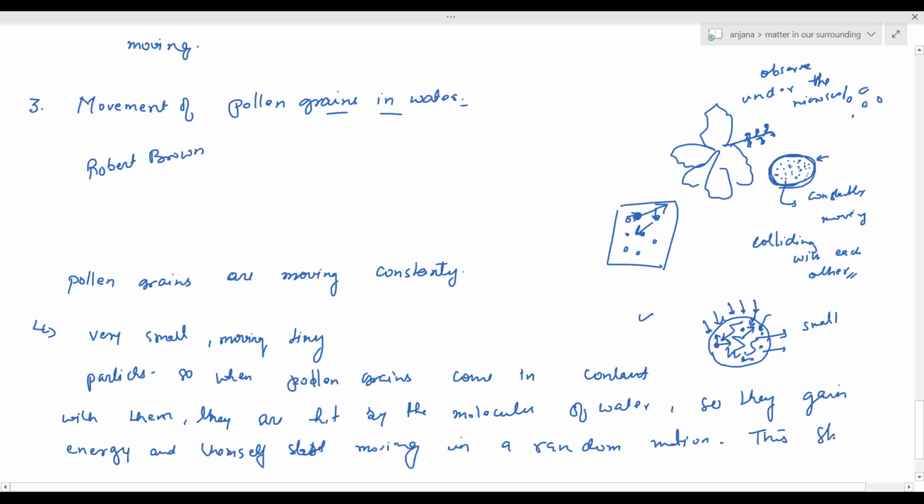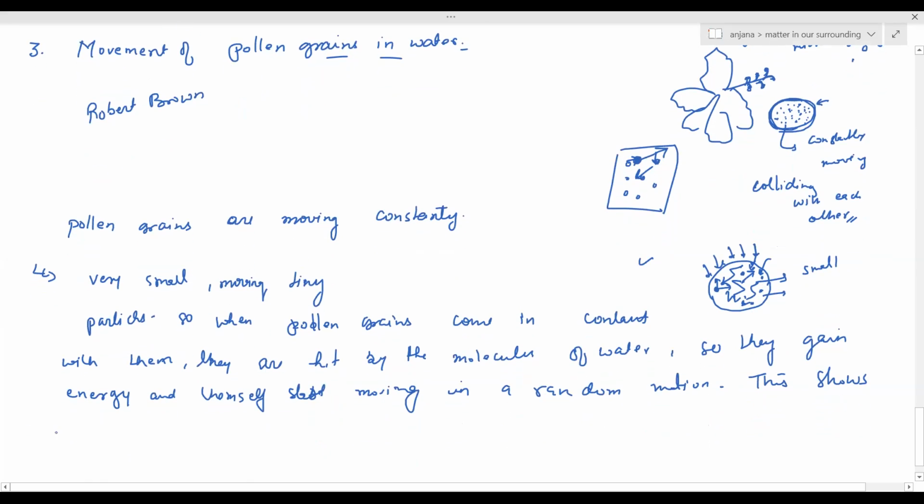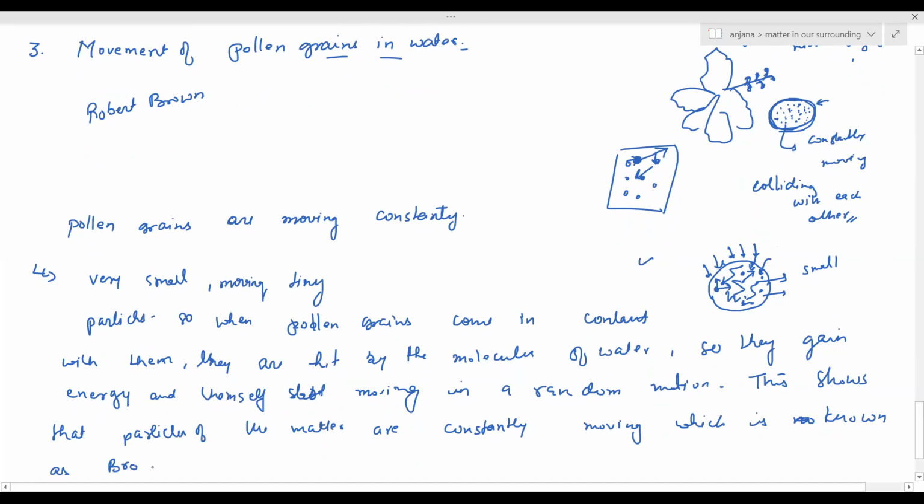This shows that particles of matter are constantly moving, which is known as Brownian motion.